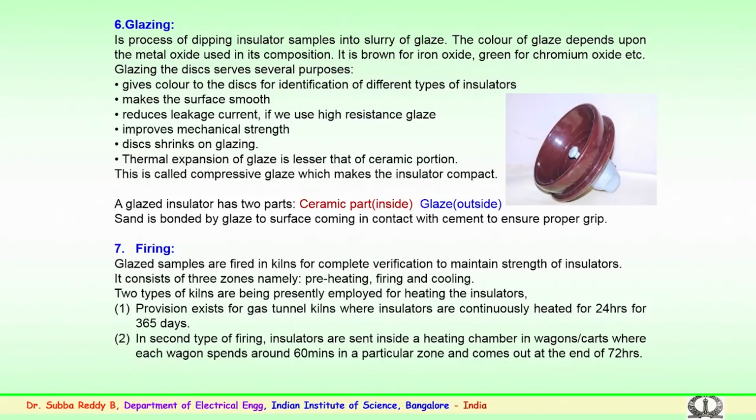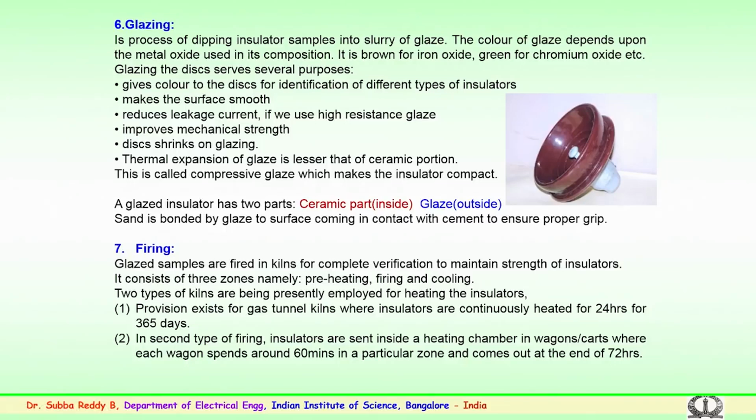So, an insulator has to act in compression and also in tension modes. A glazed insulator usually has two important parts: the ceramic inside, and the glaze coated outside. The sand, which is bonded by glaze to the surface coming in contact with cement, is to ensure proper grip. That is the sand used below the cap and pin, and the cap has to be arranged to the ceramic shell. This ensures proper bonding between the metal and the ceramic shell.